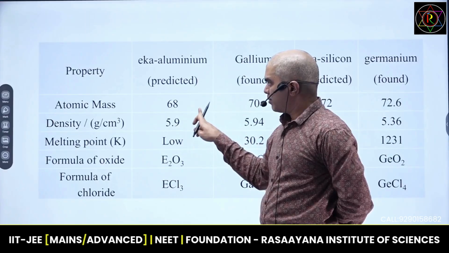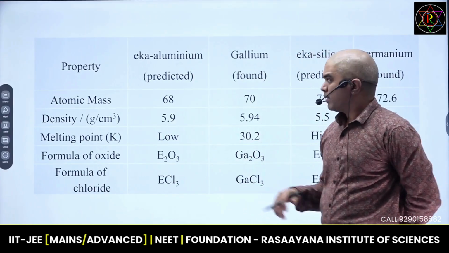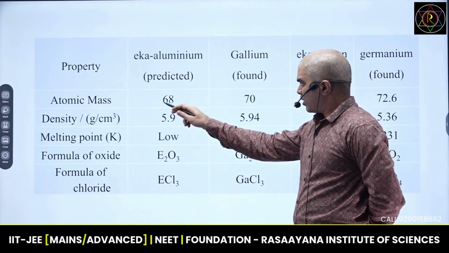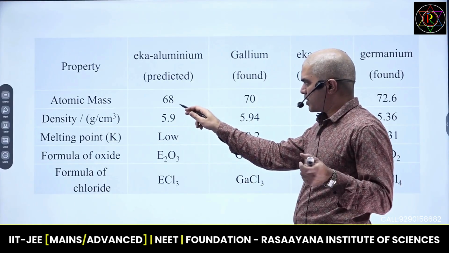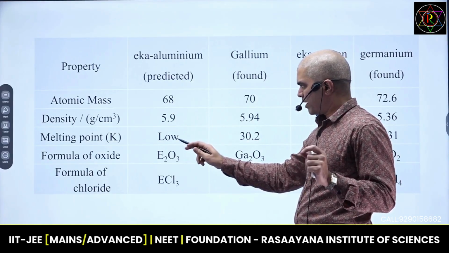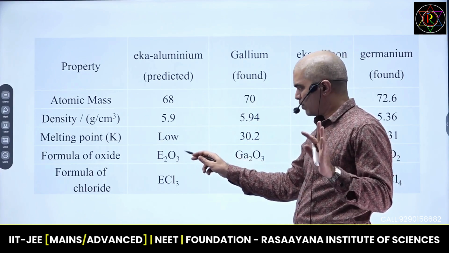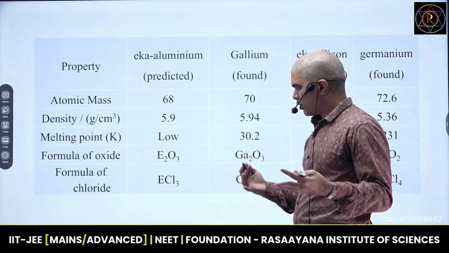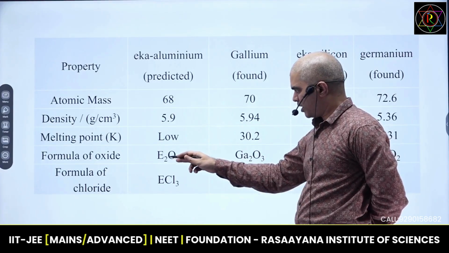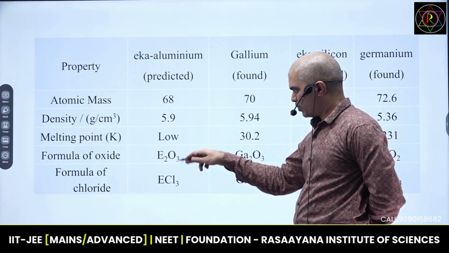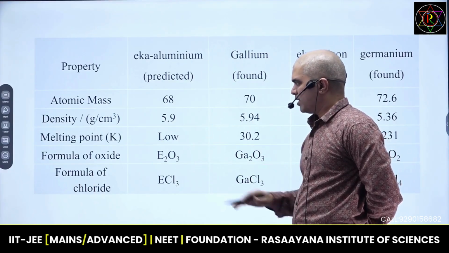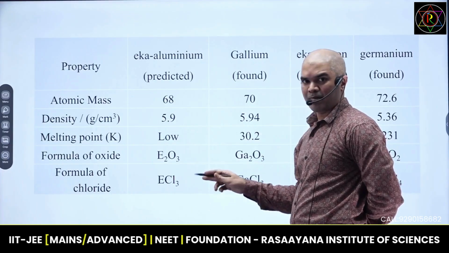He predicted Eka aluminium. I'm just showing you. This was the predicted element. Atomic mass, he predicted it to be about 68. Density was about 5.9. Melting point, he predicted it to be low. And the oxide and chloride, if it forms any, should be E2O3 and ECl3. These were the predictions done by Mendeleev.